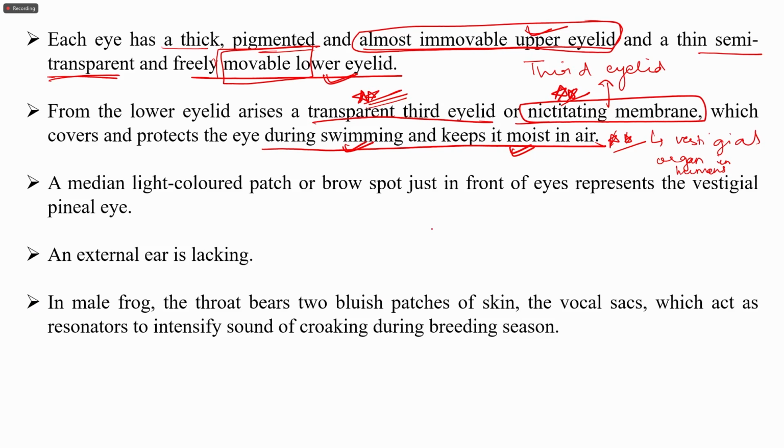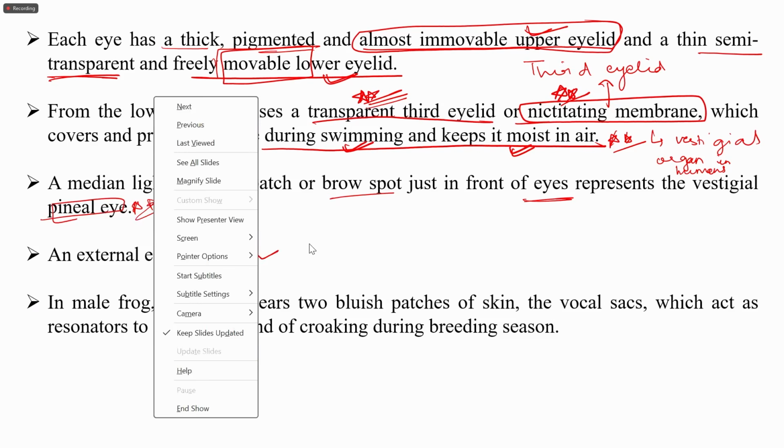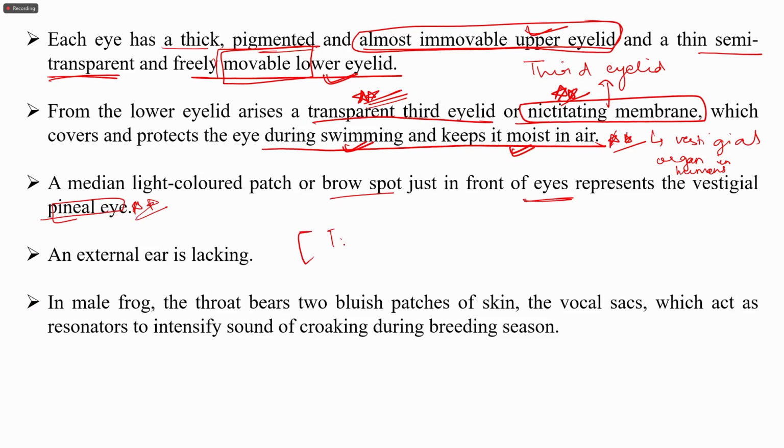A median light colored patch or brow spot just in front of the eyes represents the vestigial pineal eye. So in frogs also a vestigial eye, the vestigial pineal eye, is present. External ear, as I mentioned, is lacking. They have the tympanum, that is the eardrum, that receives the sound waves. But as such, external ear is lacking.